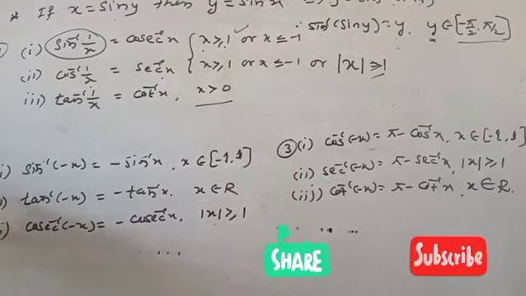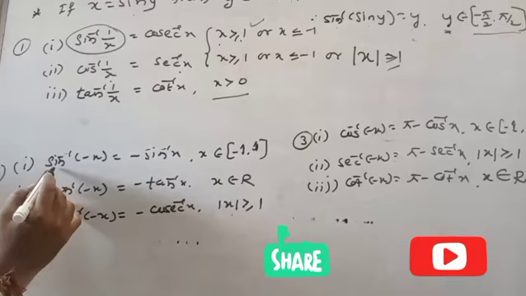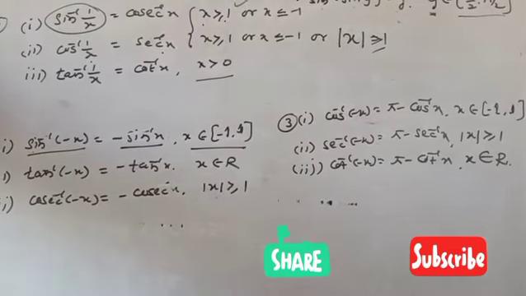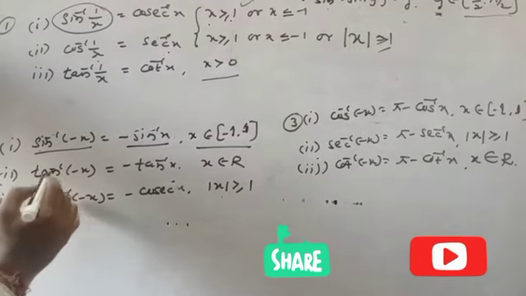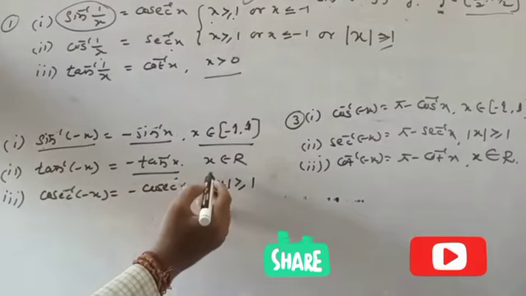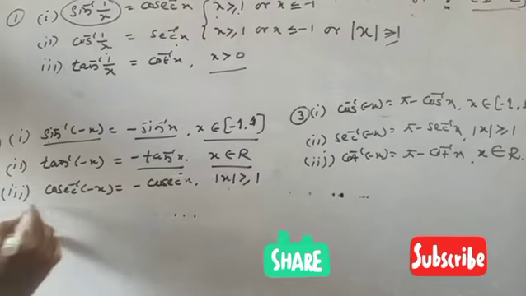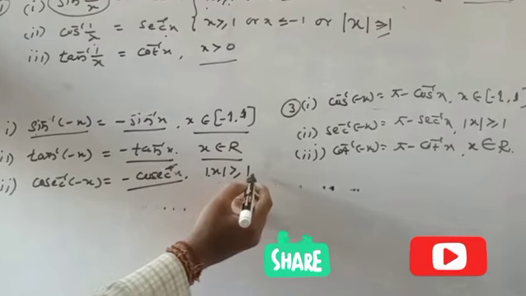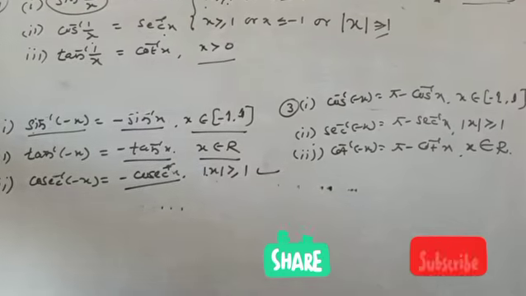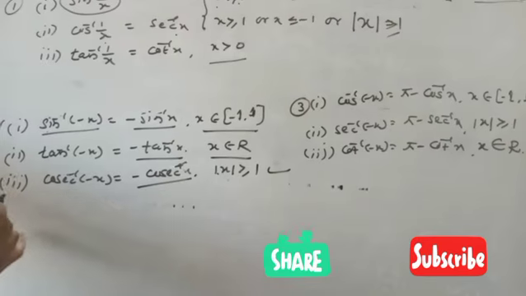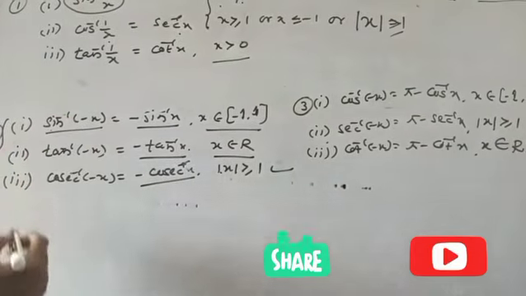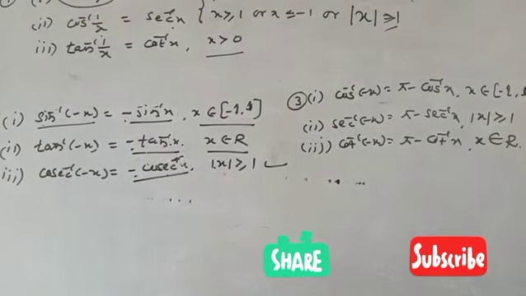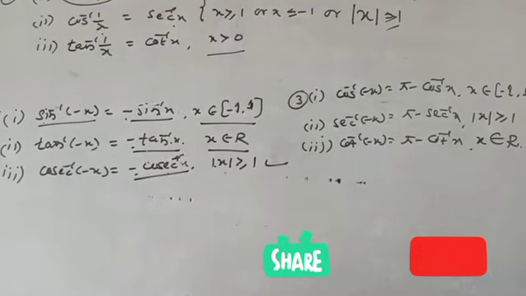Now the second property. First one, sine inverse of minus x is equal to minus sine inverse x, where x belongs to the closed interval -1 to 1. Tan inverse of minus x is equal to minus tan inverse x, where x belongs to R. Third one, cosec inverse of minus x is equal to minus cosec inverse x, with mod x greater than or equal to 1. For sine inverse, tan inverse and cosec inverse, if minus x is given, we have to write minus sine inverse x, minus tan inverse x, minus cosec inverse x in the given domains.